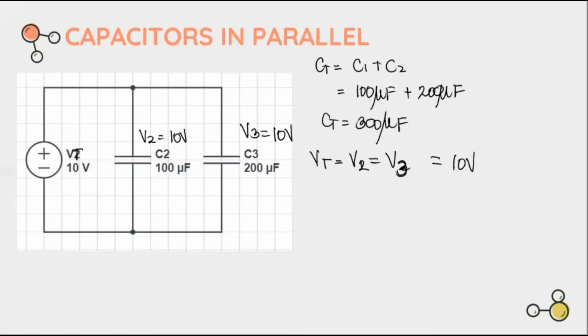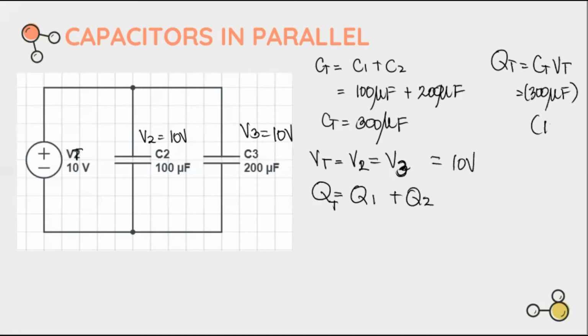So, kapag charge naman yung pag-uusapan, okay, so QT, sabi natin is equals to Q1 plus Q2. Okay, since wala pa po tayo na-compute na total charge dito sa system na to, so compute muna natin siya. QT is equals to CT saka VT. Okay, so yung CT natin, na-compute natin, 300 microfarad multiply by 10 volts.